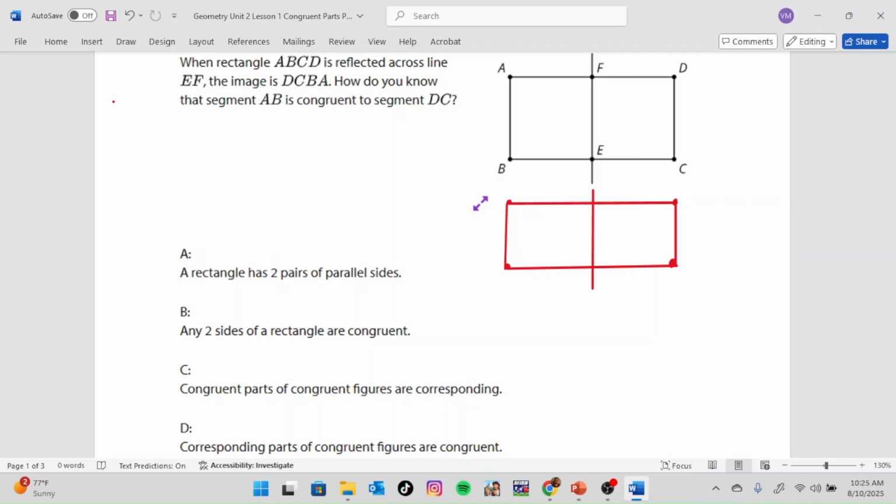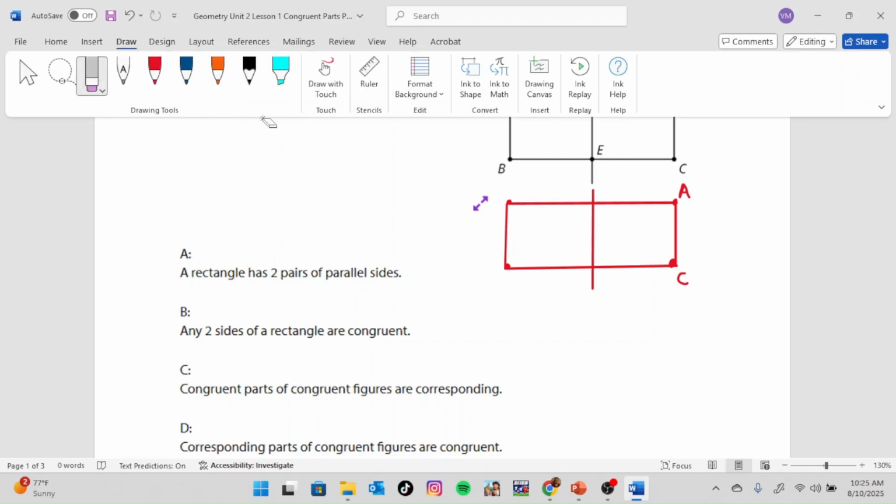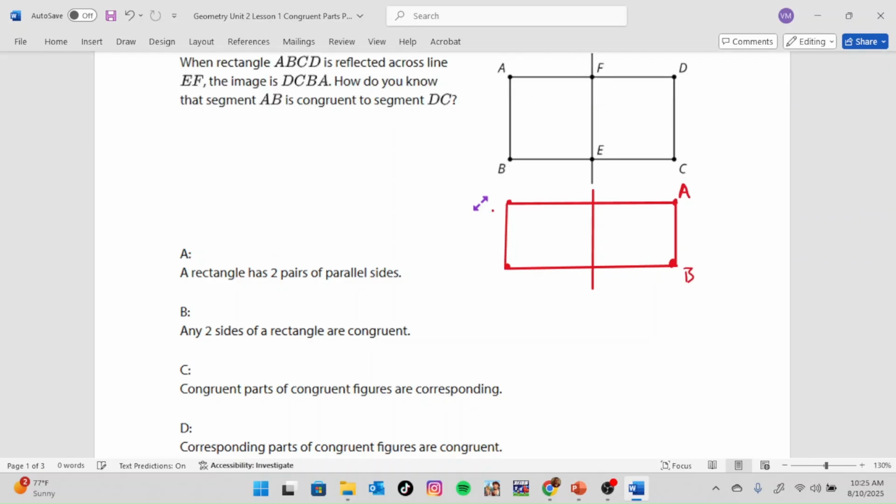And now we can label it. Well, point A reflects across to where D is. Point B reflects across to where point C is. Point C reflects across to where point B is. And point D reflects across to where point A is. Point F is still in the same spot, and point E is still in the same spot.